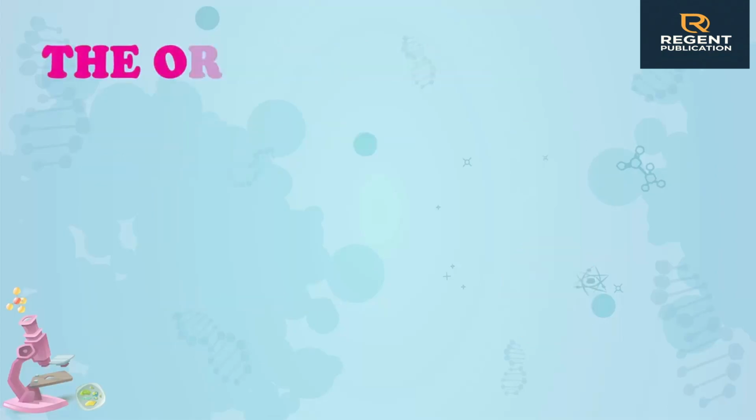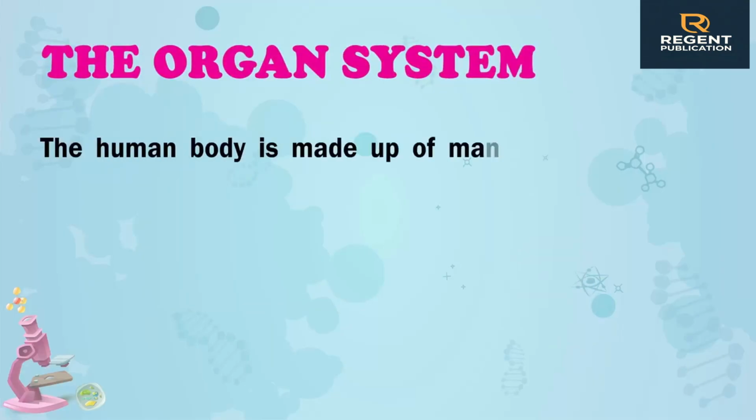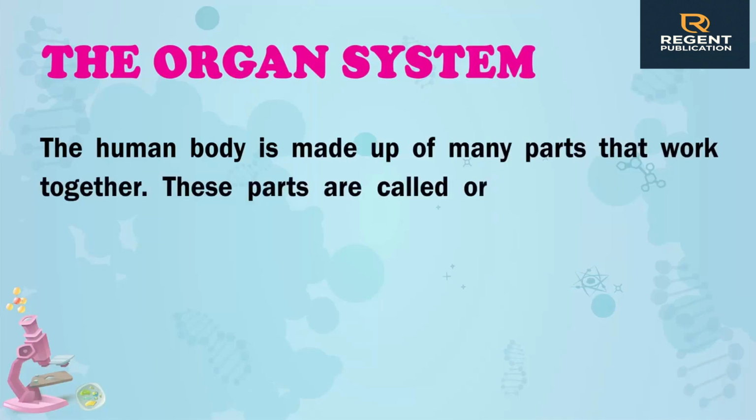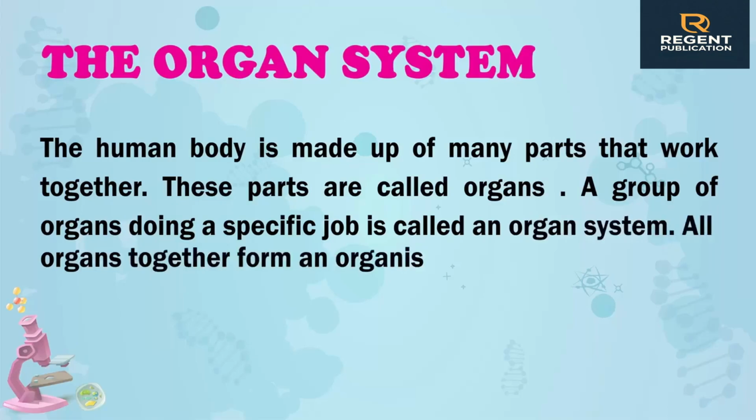The organ system. The human body is made up of many parts that work together. These parts are called organs. A group of organs doing a specific job is called an organ system. All organs together form an organism or living being.